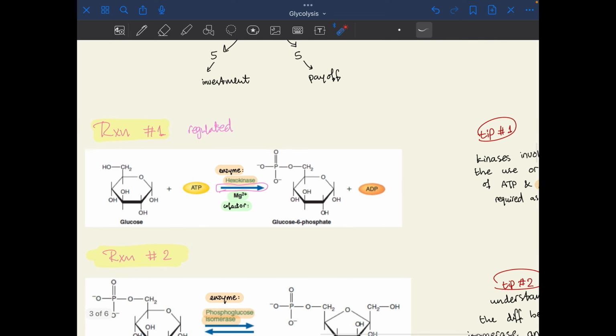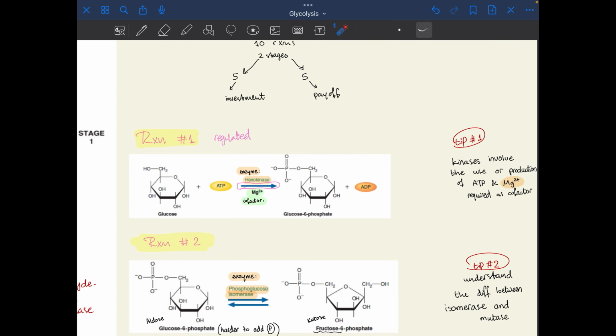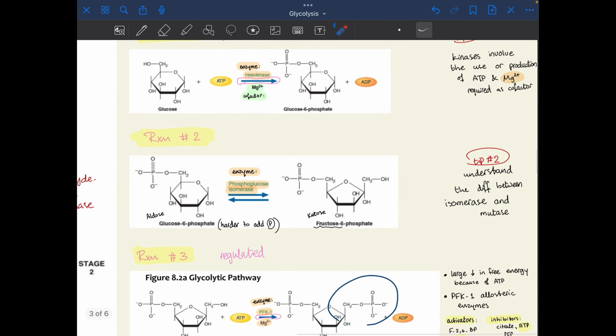Okay. So tip number 1: kinases involve the use or production of ATP, and magnesium will always be required as a cofactor. Let's move on to reaction number 2. Reaction number 2 is simple: conversion of glucose 6-phosphate to fructose 6-phosphate. So what's the relationship between these two? Isomers, right? Fructose is a ketose, glucose is an aldose.